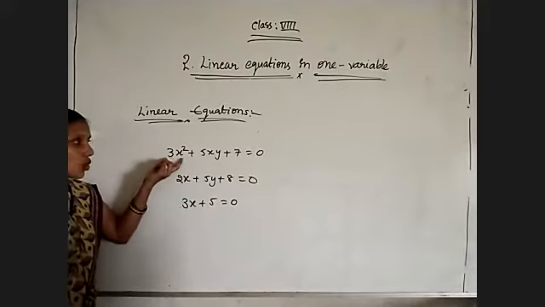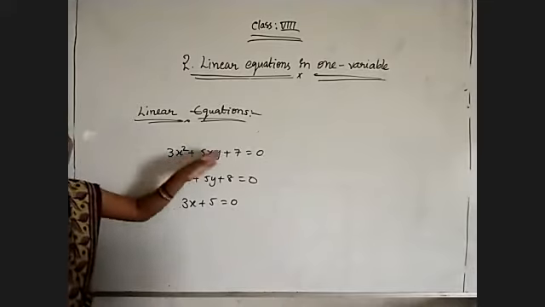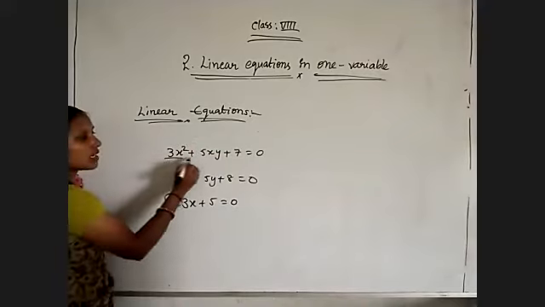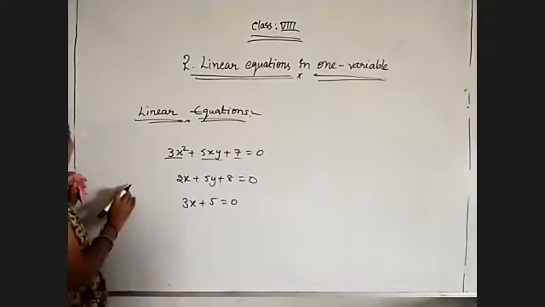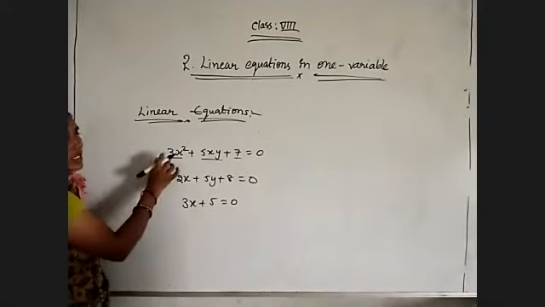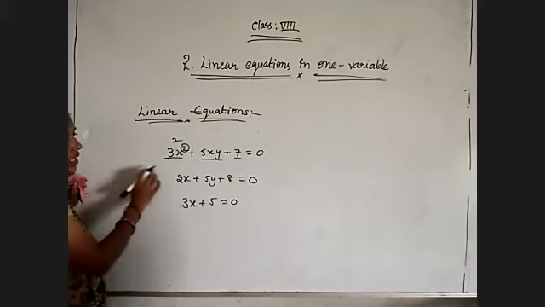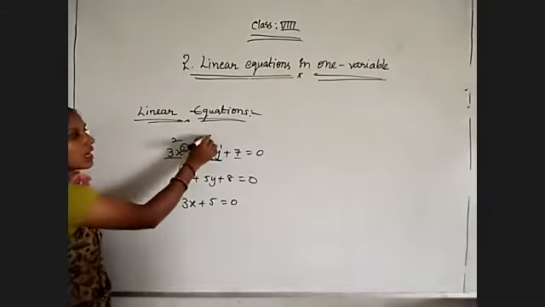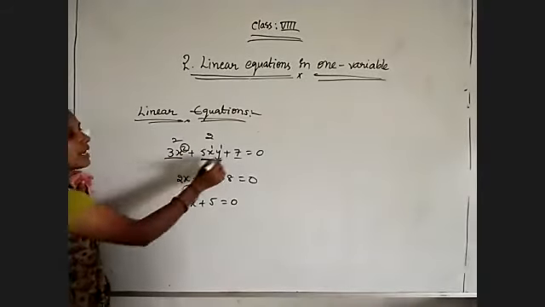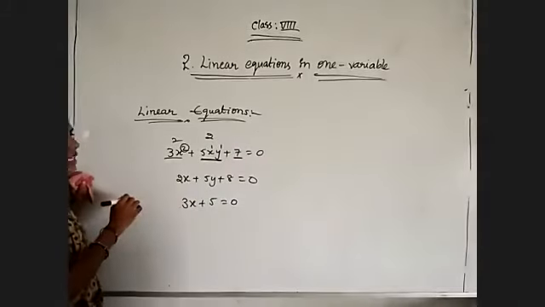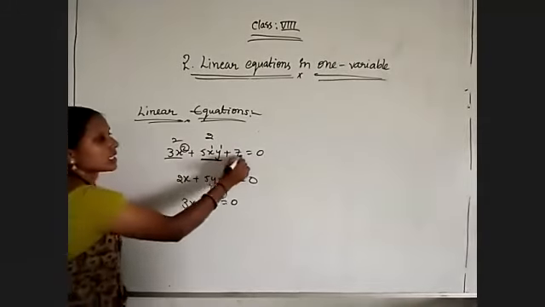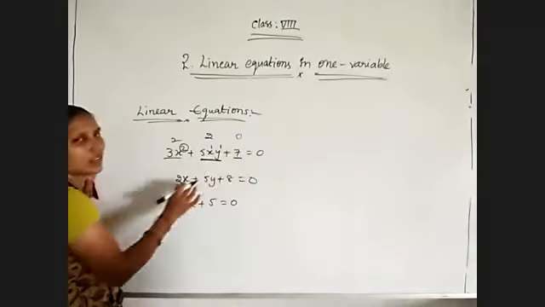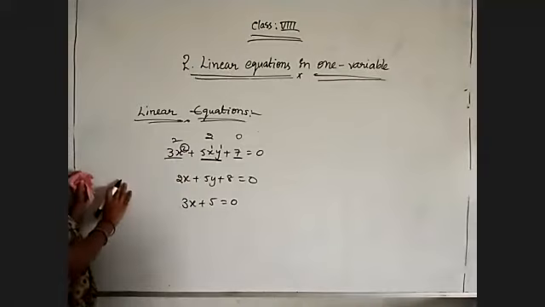So for this one, how many terms are there in this equation? Let us observe. 1, 2, 3 terms are there. What is the degree of the first term? 2. Now what is the degree of the second term? 1 and 1, 1 plus 1 is always 2. And coming to the 7, the degree of the constant term is always equal to 0. We have already done this in our previous classes, that's why I am directly entering into the topic.